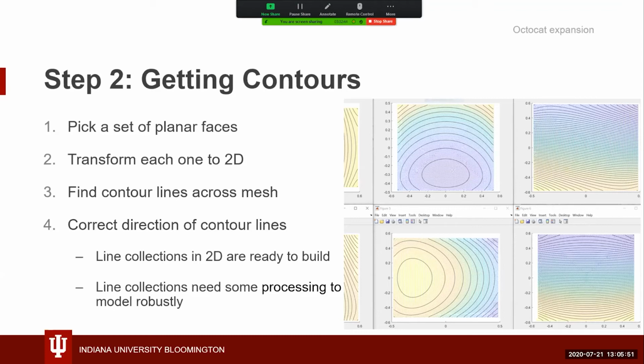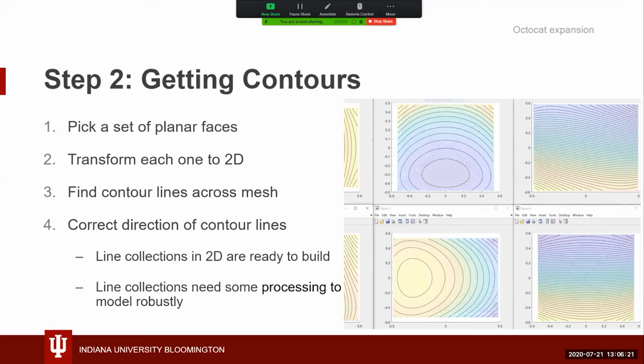We can solve for the contours on each one individually. So in code, we take those three-dimensional planes individually, transform them with affine transformation into 2 dimensions, find the contour lines across the mesh. As long as it's a triangulated mesh, we use a triangular contour method, and then correct the direction of those contour lines.